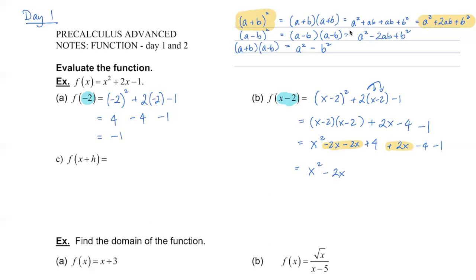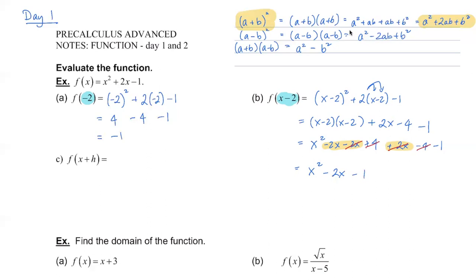Now it's really wonderful because minus 2x plus 2x, they're gone. And also plus 4 minus 4, they're gone. So therefore, we just have x squared minus 2x minus 1. Easy, easy.